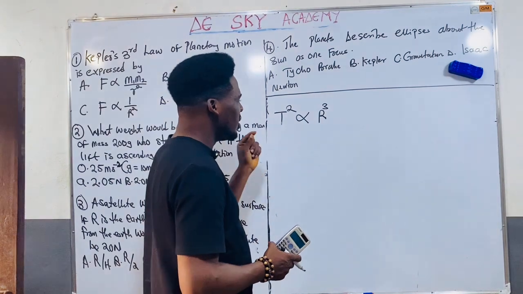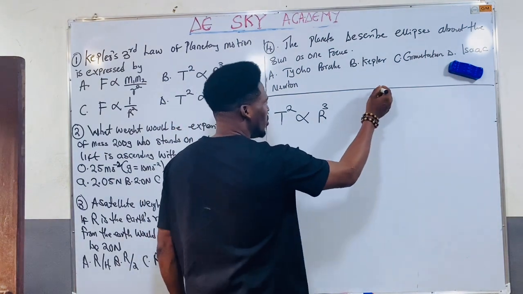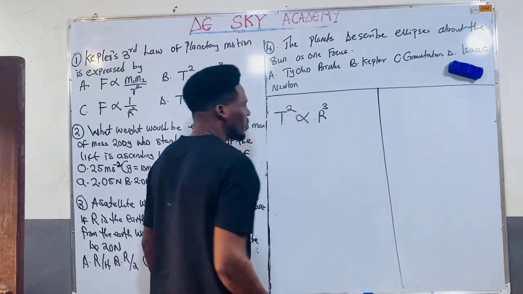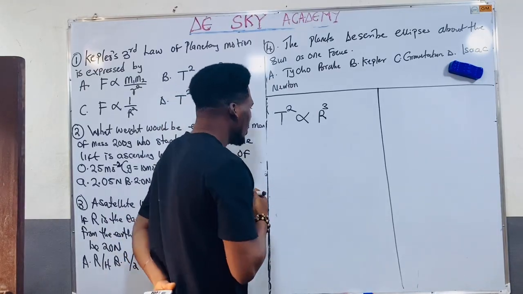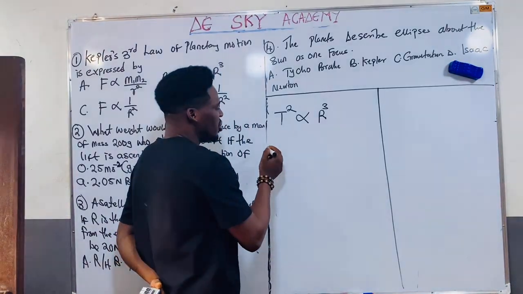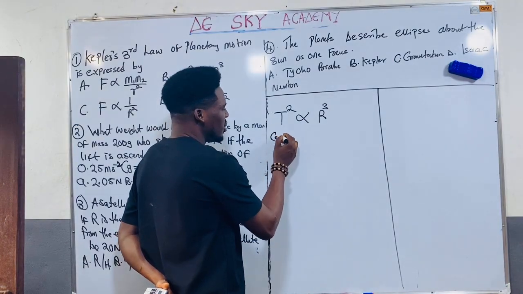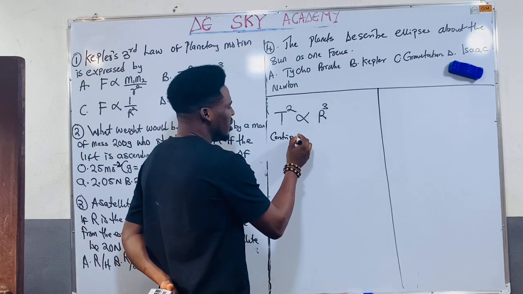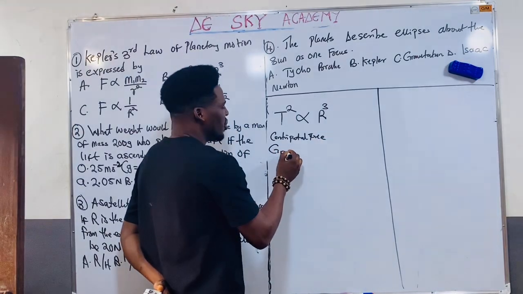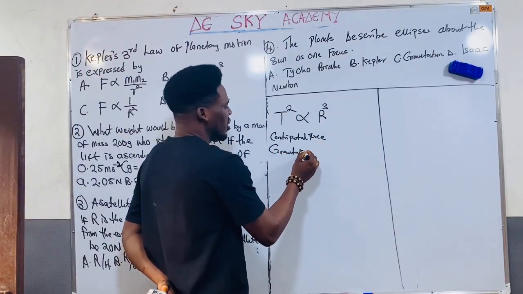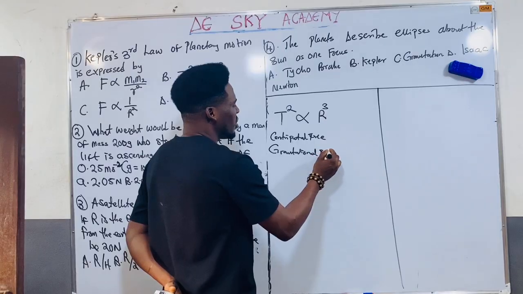How did they get this? Or how did he describe this? For him to be able to describe this, he put up two theories. And that theory is the theory of centripetal force and the theory of gravitational force.